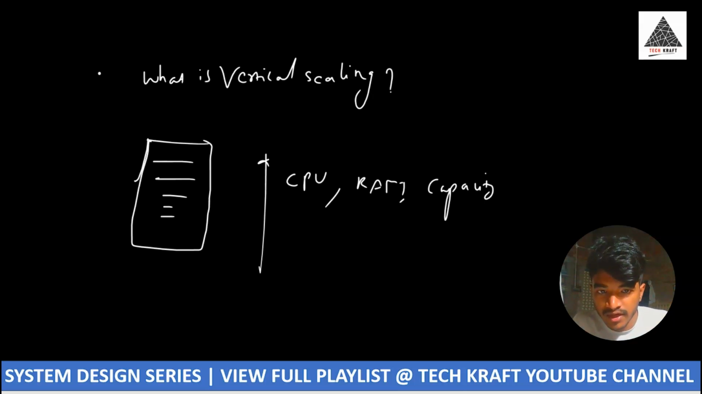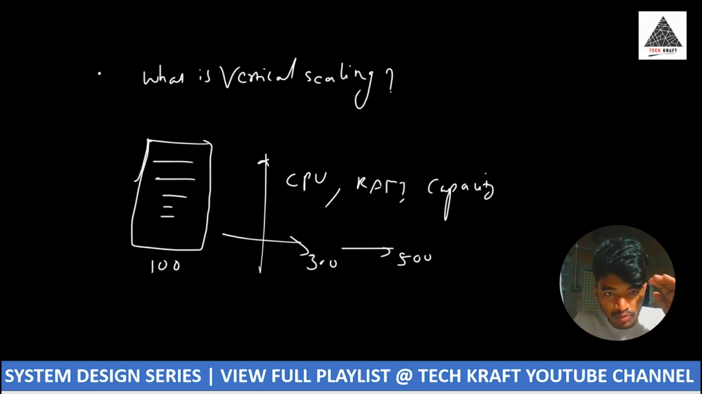Initially, let us say your server can handle only 100 users, but after increasing the CPU power, your server can handle 300 users. After increasing your server power further, it can handle around 500 users. But there is a limit for vertical scaling. Up to that limit only we can increase the CPU power or RAM or capacity. So it depends upon the type of server we use. So there is a problem with it.